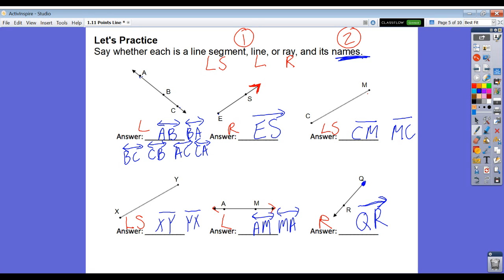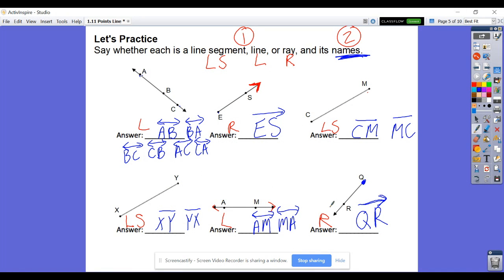So go ahead and check your answers to these 3. Make sure you had all the correct notation, including lines with arrows and everything. And then on the ray, I know that one could be a little bit tricky. Remember, even though this is pointing downwards, you still need to start with this endpoint Q, and it goes on forever in the direction of R. That's why we named it that way.